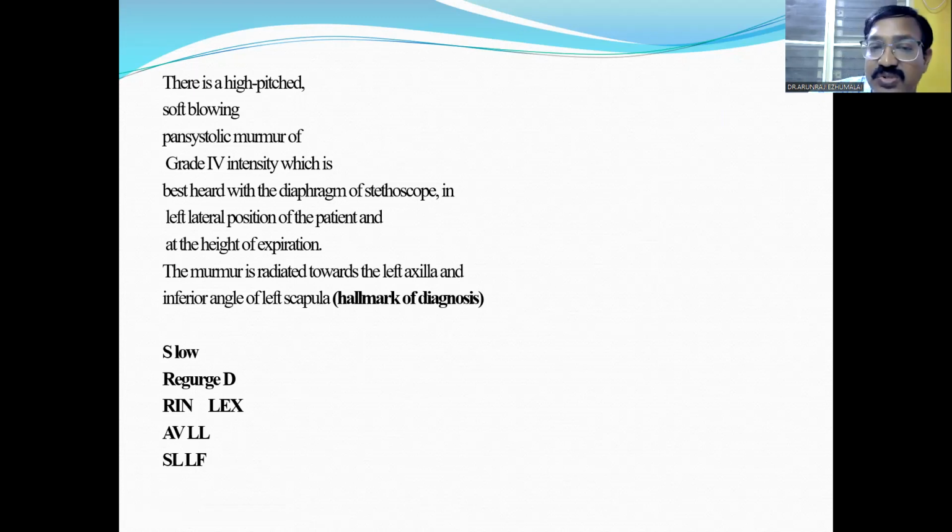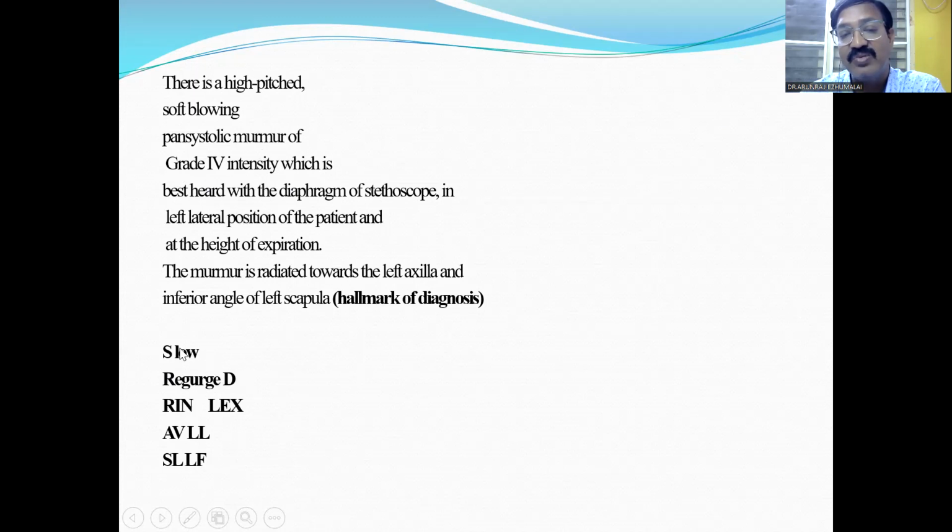Pansystolic murmur. This will be characteristic. The murmur will be uniformly present from S1 till S2. This is called a pansystolic murmur. Mostly, when it is associated with a thrill, you have to tell it's a grade 4 intensity. Systolic murmurs have 6 grades and diastolic murmurs 4 grades. Grade 4 to 6 intensity is best heard with the diaphragm of the stethoscope. So mostly the regurgitation murmur will be better heard with the diaphragm.